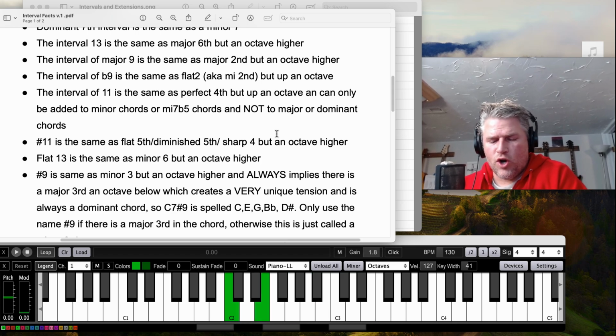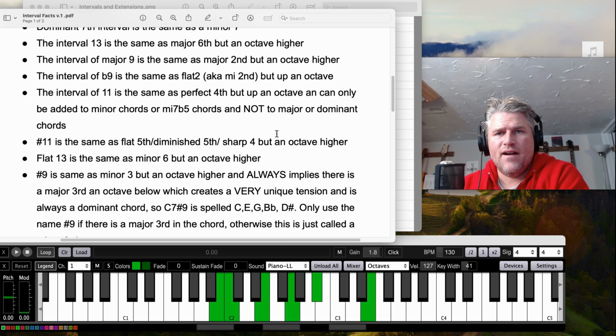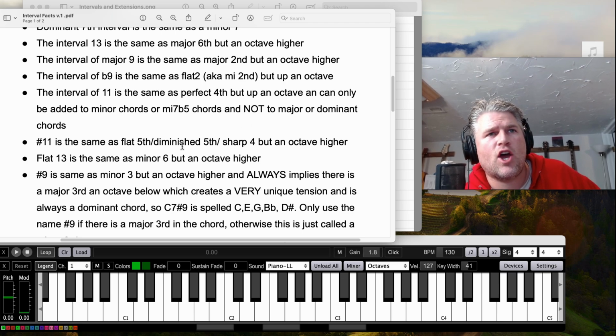On a dominant chord, you would call it a sus4. So you would just suspend it. And a major chord would also be a sus4. So 11 only comes into play on a minor chord or a minor 7 flat 5 chord.